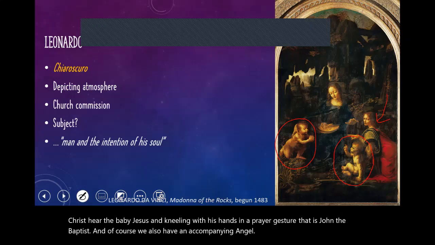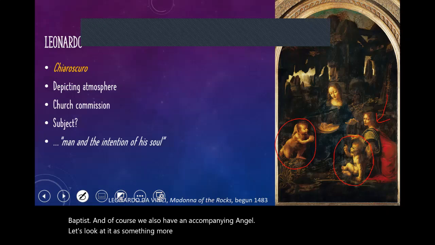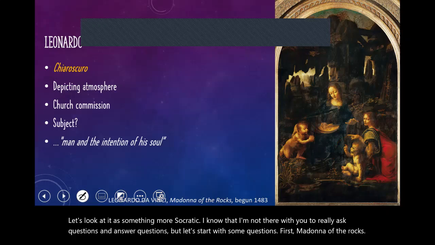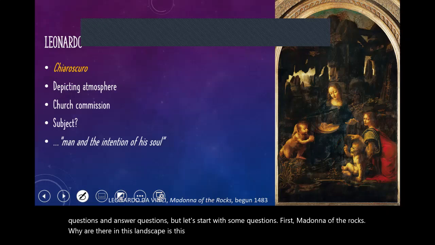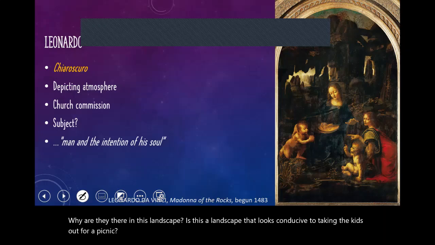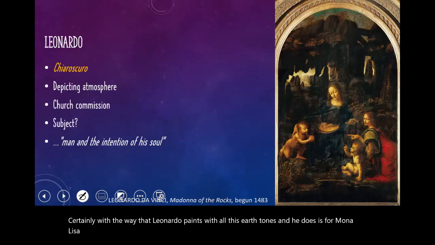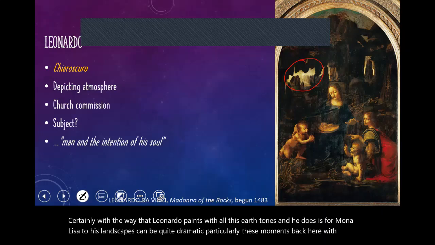Let's look at it as something more Socratic. I know that I'm not there with you to really ask questions and answer questions, but let's start with some questions. First, Madonna of the Rocks. Why are they there in this landscape? Is this a landscape that looks conducive to taking the kids out for a picnic? Or does it seem a little dark, a little dismal, a little foreboding? Certainly with the way that Leonardo paints with all of his earth tones, and he does this for Mona Lisa too, his landscapes can be quite dramatic, particularly these moments back here, as you can see some atmospheric perspective peeping through.